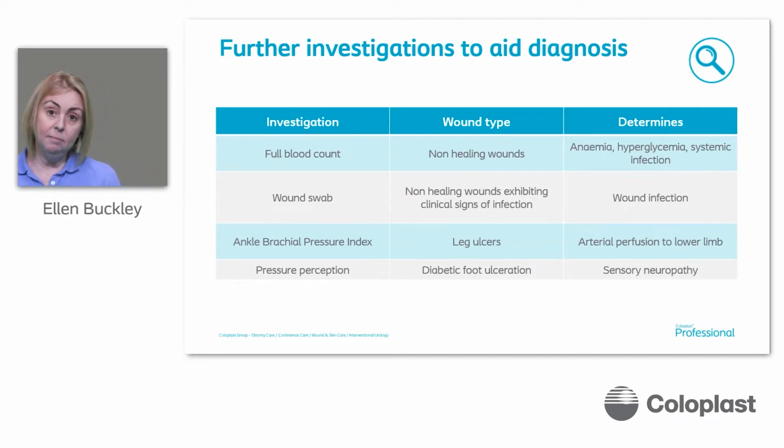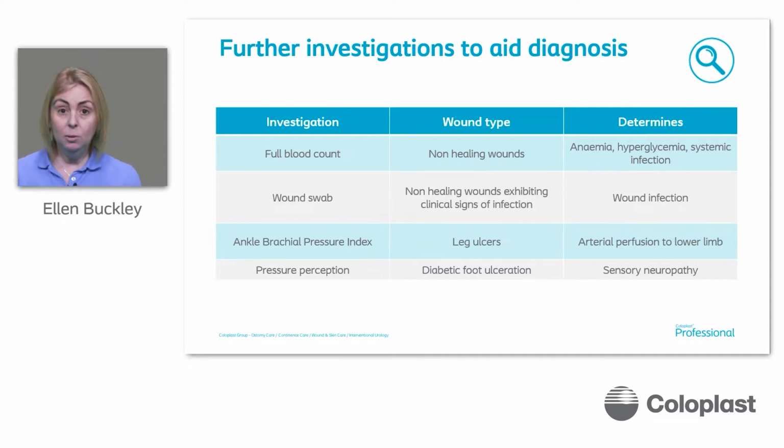Patients where perhaps we've identified some signs of infection, maybe we've initiated an antimicrobial to deal with those signs of infection, but it's just not having the desired effect. We might decide that we want to take a wound swab to see what it actually is that we're dealing with. Is there anything different that we need to do?